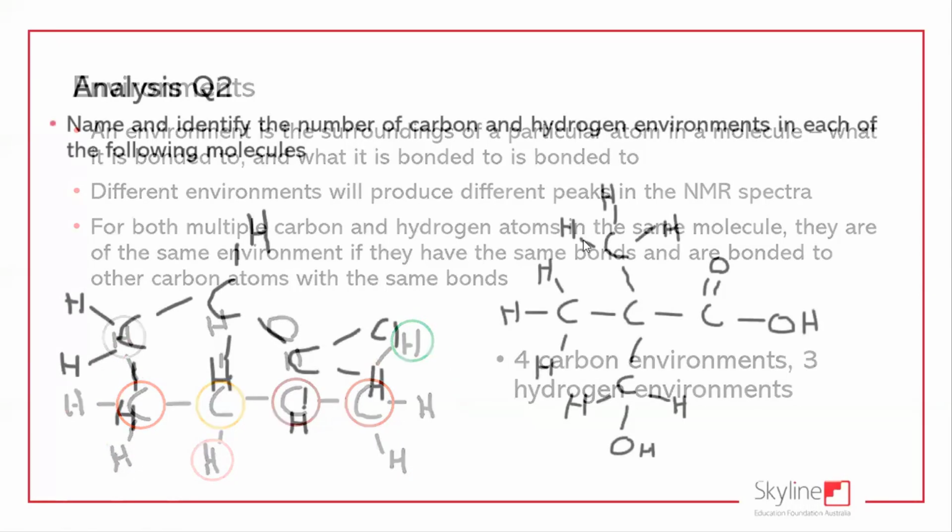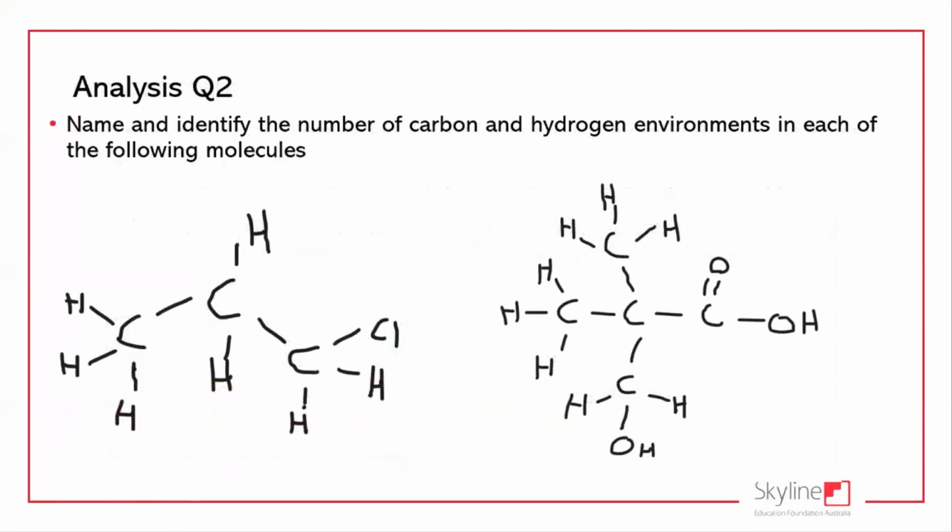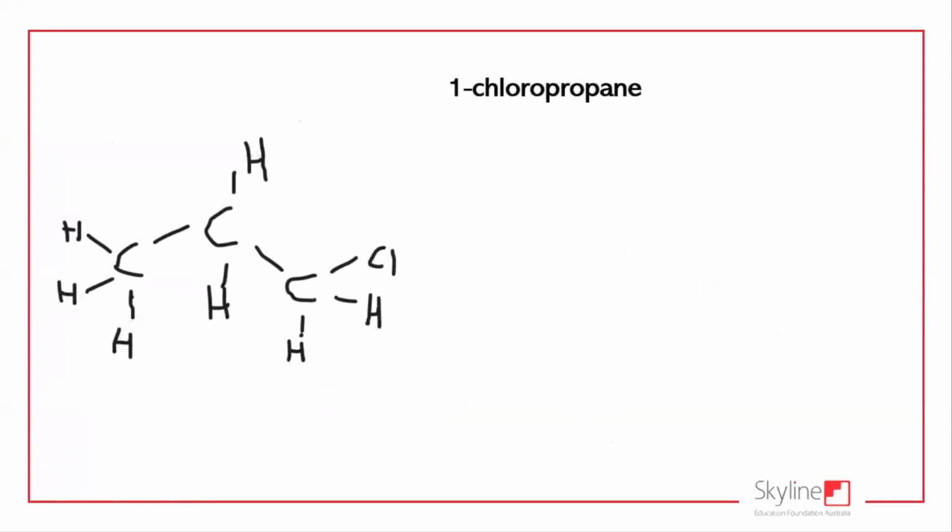All right, so here's a bit of a question that I'm just going to run us through. Name and identify the number of carbon and hydrogen environments in each of the following molecules. Okay. This here is 1-chloropropane. It's propane, usually it's C3H8, if I'm not mistaken. But instead of a hydrogen on the first carbon, we also have a chlorine.